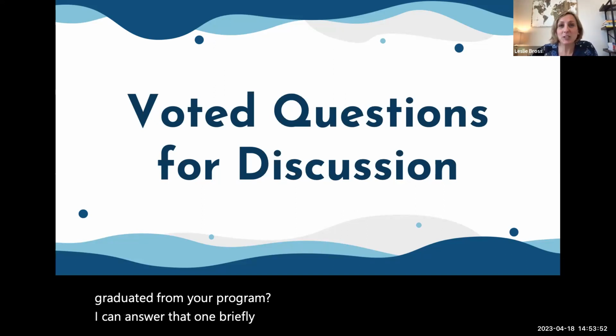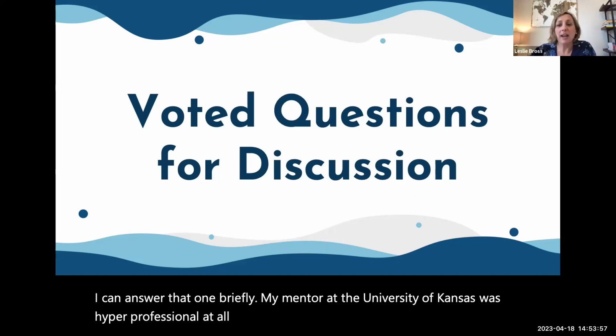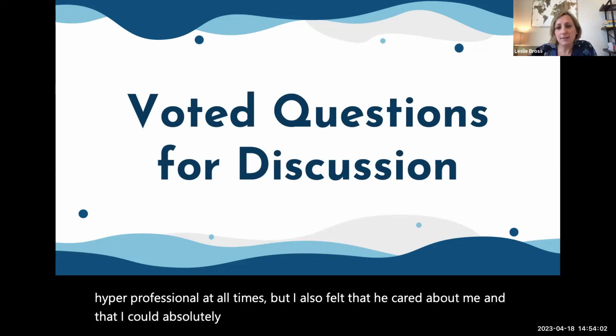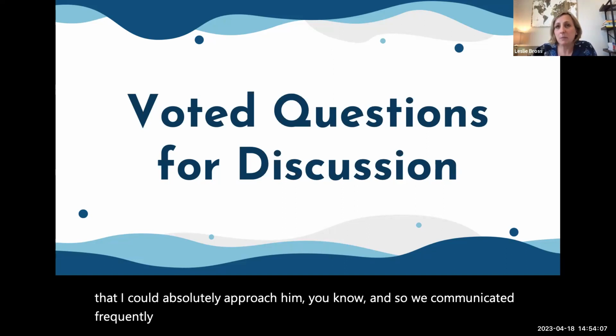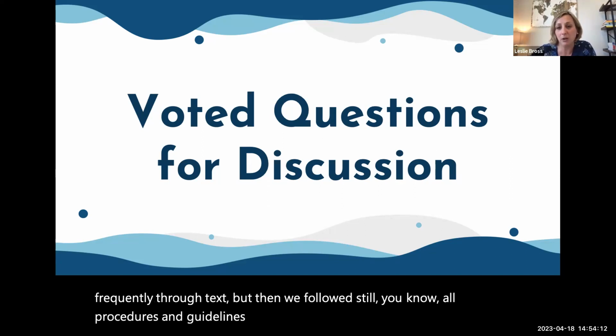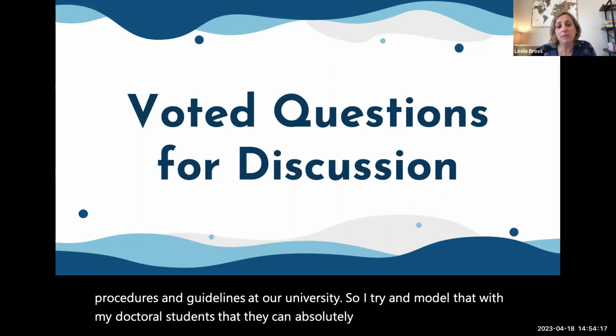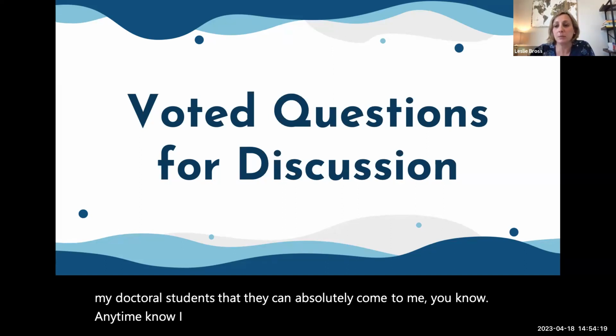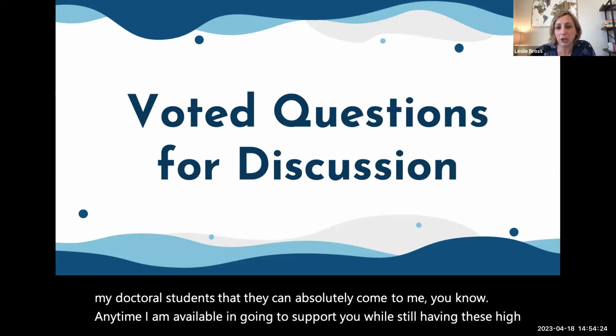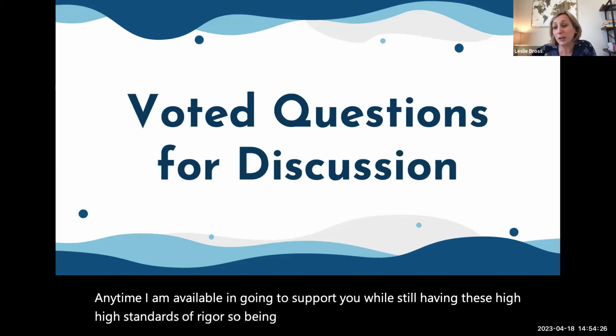My mentor at the University of Kansas was hyper professional at all times, but I also felt that he cared about me and that I could absolutely approach him. And so we communicated frequently through text, but we still followed all procedures and guidelines at our university. So I try and model that with my doctoral students, that they can absolutely come to me at any time. I am available and going to support you while still having these high standards of rigor. So being approachable, but also rigorous.